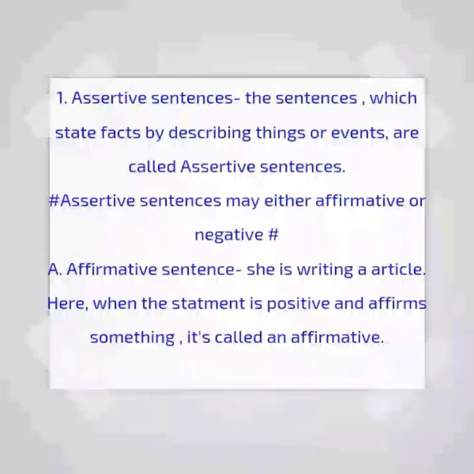Okay, for example, in affirmative sentences, she is writing an article. The sun sets in the west. In the above sentences, the statement is positive and affirms something. I told you some examples. In those examples, all are positive sentences and they affirm something positive. When the statement is positive and affirms something, it's called an affirmative sentence.